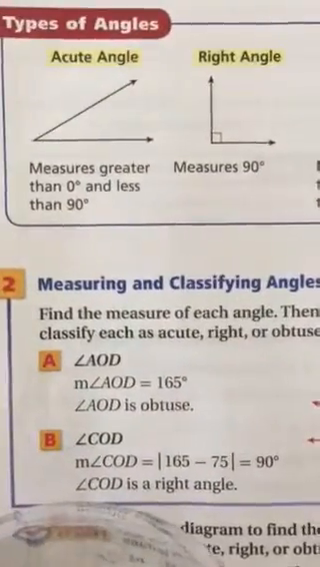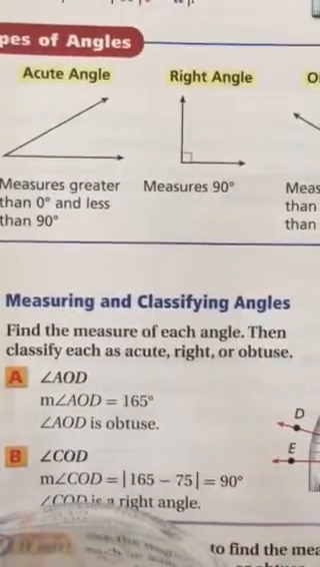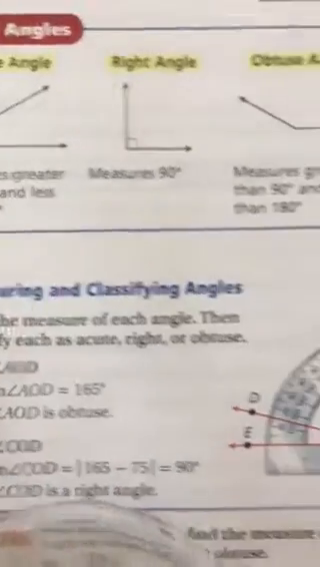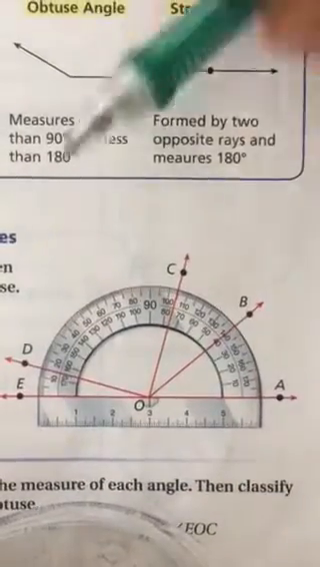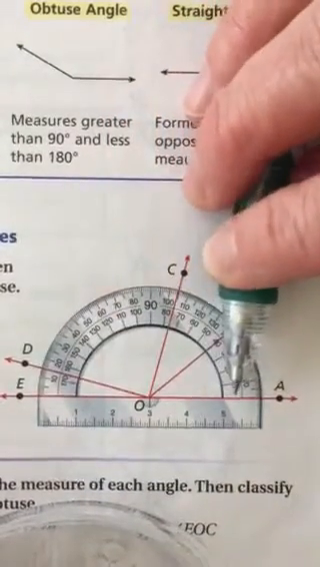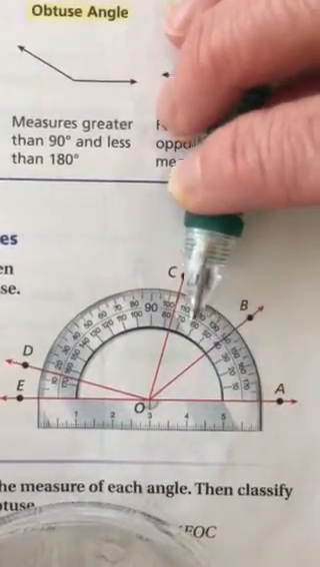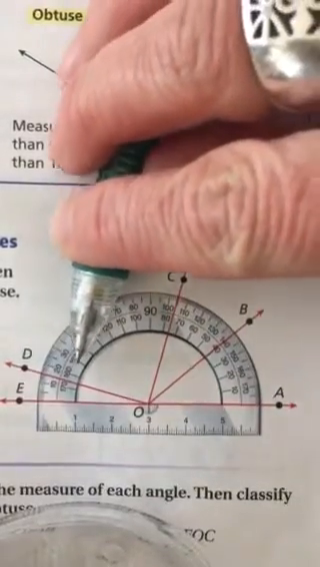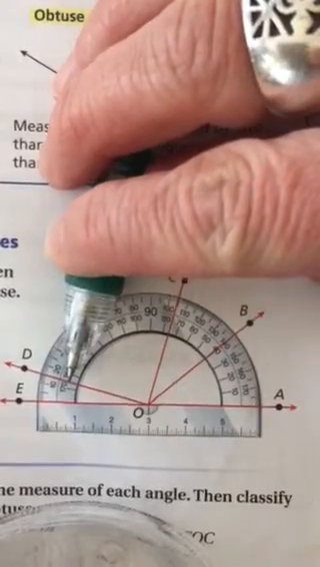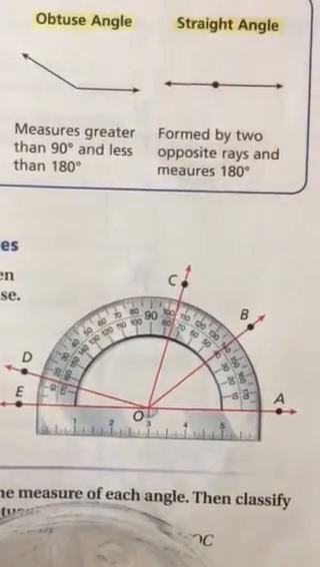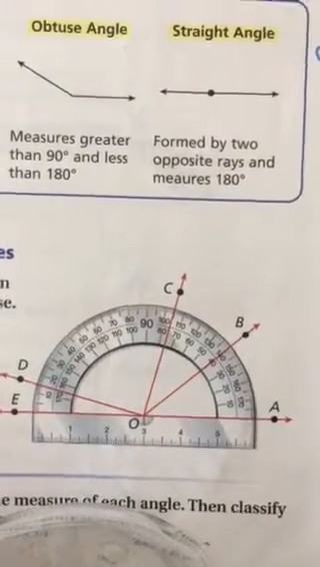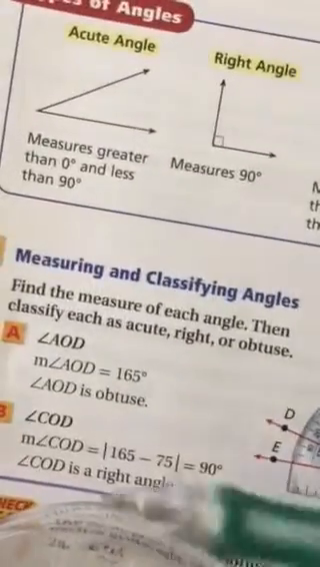Now, let's go ahead and look at example 2 where we're going to need to do some math. Find the measure of each angle, these angles on the protractor, then classify each as acute, right, or obtuse. So the first one they ask us to do is angle AOD. Let's look at angle AOD. This one will be easier because it actually does run along the baseline, so we can use the 0 on the bottom to be our starting point, and it goes all the way to 165. So the measure of angle AOD is 165 degrees, and that makes it obtuse because it's larger than 90 and smaller than 180.